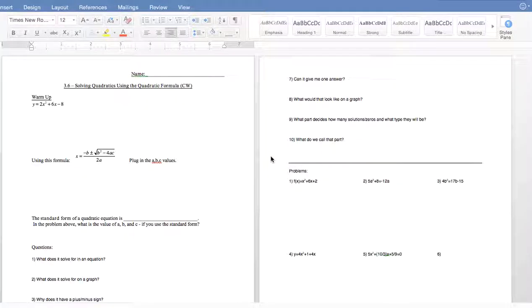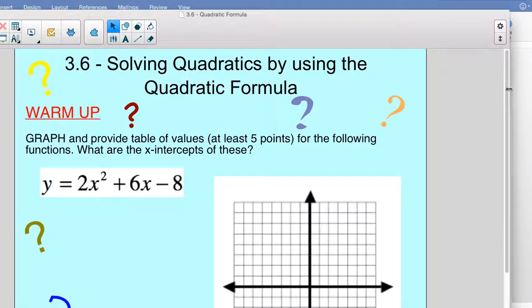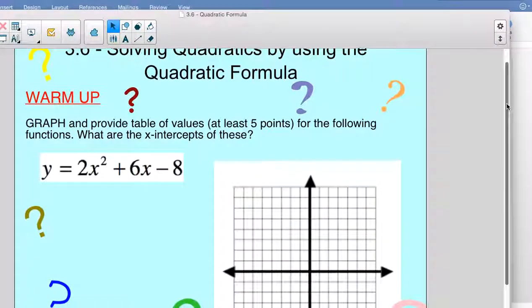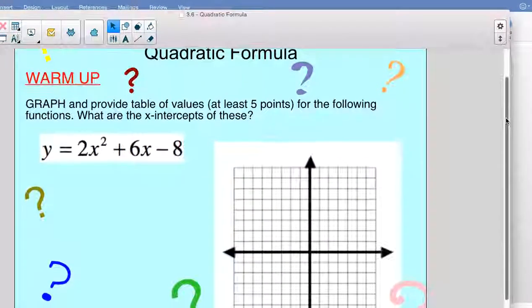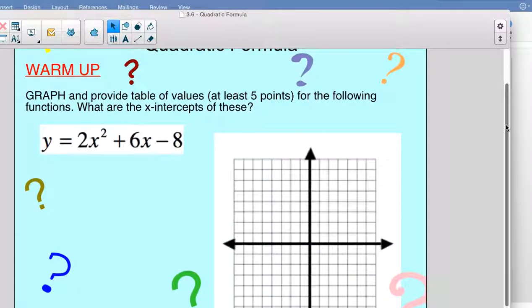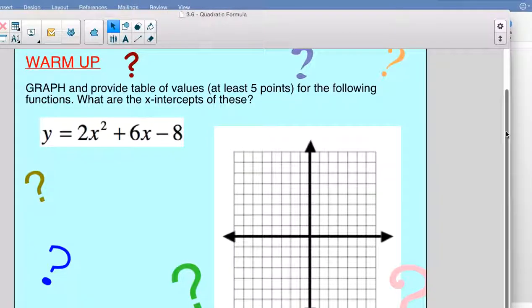Right now we're going to do 3.6, which is solving quadratics using the quadratic formula. This is the classwork you should have from the sub, so if you have this, you are good to go. First thing we want to do is just this warm-up, and what we want to do with that warm-up is just graph it with at least 5 points, and then make sure the x-intercepts are 2 of the 5 points. So pause the video and do that, and then resume it when you're done.